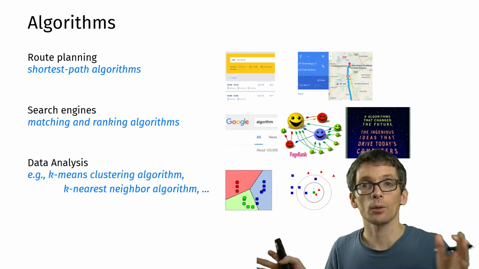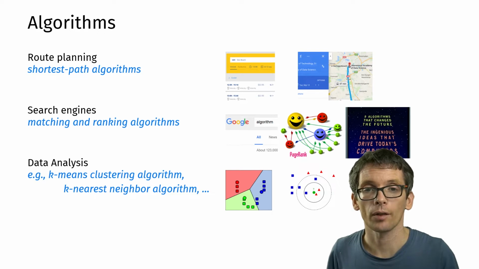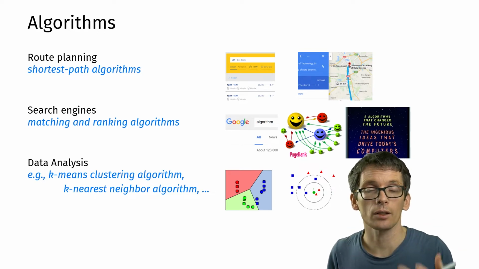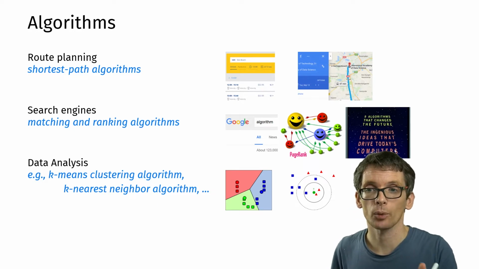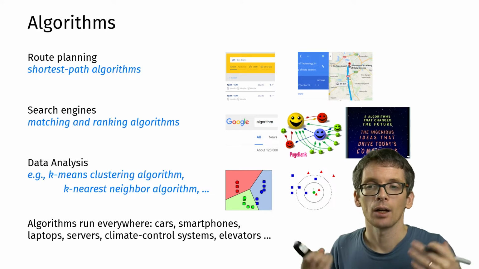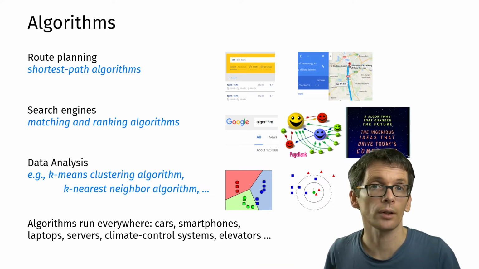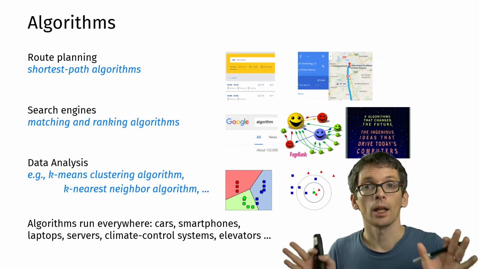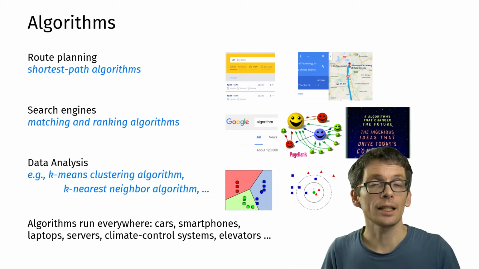So we use algorithms for all kinds of things every day, and also on all kinds of devices. So we're not only using algorithms on a computer, but for instance, in the route planning setting, in the car, or on the smartphone, and so on. So algorithms are everywhere. But what is an algorithm?